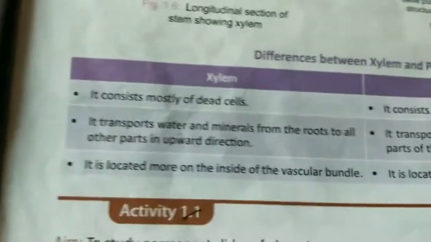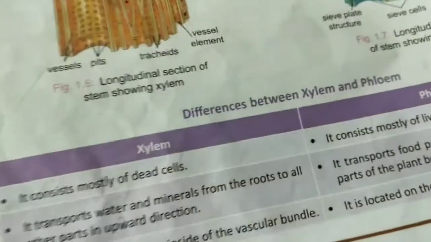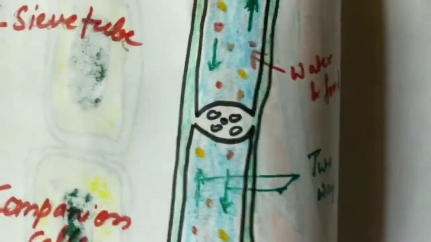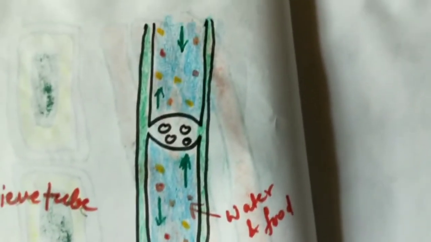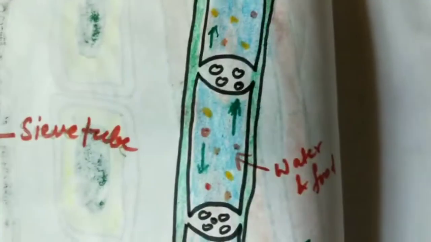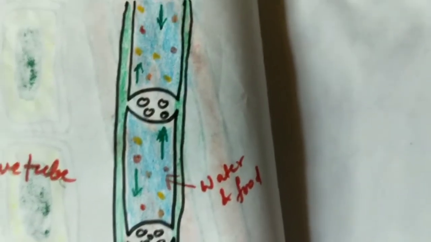Now let's come to the differences between the xylem and the phloem. One thing I forgot to tell you, that in the phloem the things move two-way, compared to xylem, where the things move one-way. You can see the various colored droplets, the points represent the food and minerals. Water, food and other things are transported to the growing regions.